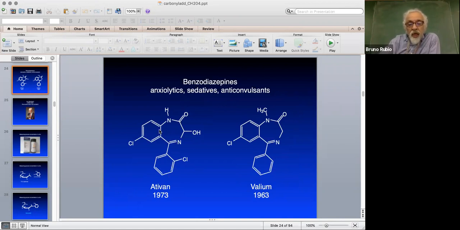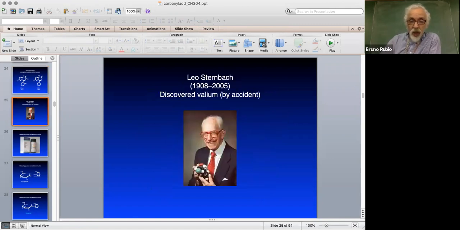And these are kind of interesting molecules because, like so much other stuff in the medical world, they were discovered completely by accident. Valium was discovered by accident by Leo Sternbach. He was trying to create a liver cancer drug in his laboratory, and the reaction messed up. This was in the 1950s, I guess. It was quite a while ago.